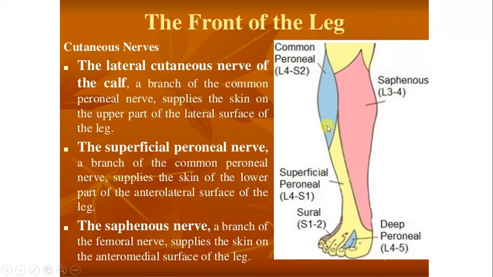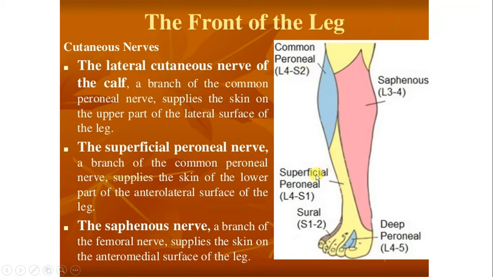Lateral to this above is the common peroneal nerve, and while we were studying the popliteal fossa, we have seen that the sciatic nerve is divided into two parts, tibial and common peroneal. The tibial nerve was moving between the heads of gastrocnemius, entering into the posterior compartment, while the common peroneal nerve moves laterally, winds around the head of fibula, and here is the area which is supplied by the common peroneal nerve, L4 and S2.